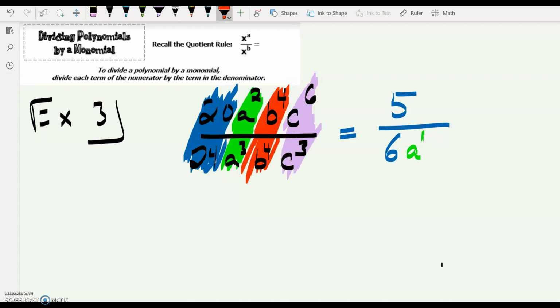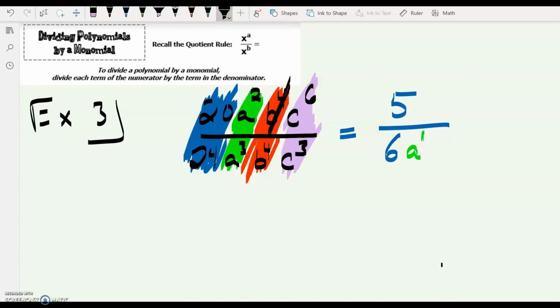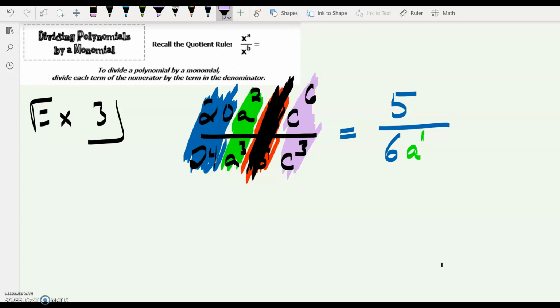And then we got b to the 4th over b to the 4th. Well, what we should realize there with b to the 4th over b to the 4th, that's going to be b to the 0, which is just anything to the 0 power, 1. So I can kind of get rid of my b's there. They simplify out to equal 1. And lastly, we have c to the 6th over c to the 3rd, and that's going to leave me with a c to the 3rd in the numerator, and that is going to be my final answer.